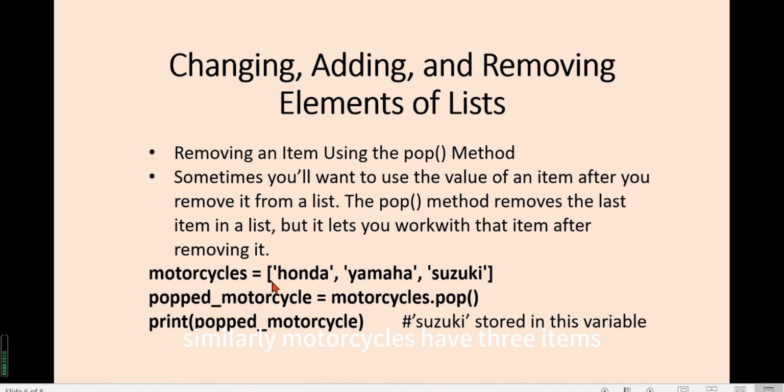Similarly, motorcycles has 3 items. Then we create a new variable called popped_motorcycle, which is motorcycles.pop with parentheses, which means we remove the last element called Suzuki from the original motorcycles list. Then we assign this value to the new variable called popped_motorcycle. Then we can print popped_motorcycle, and Suzuki will be stored in this variable and will be printed out.